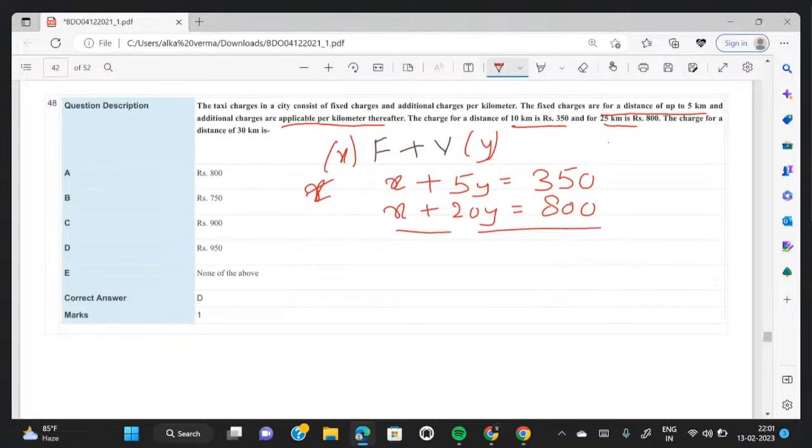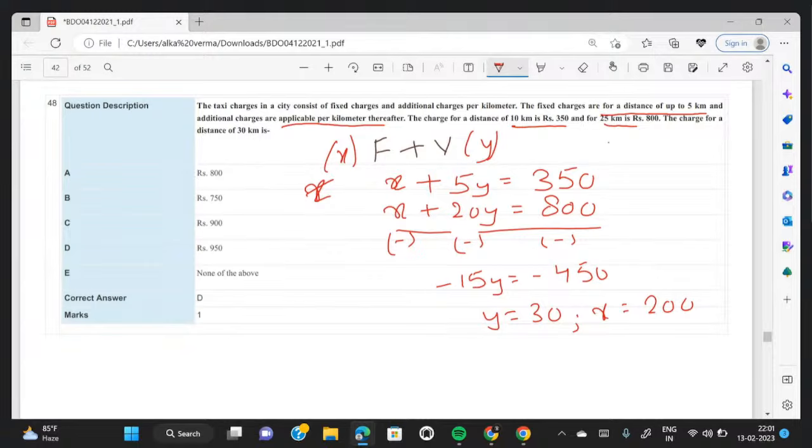For solving this, we will use simultaneous linear equations, which was a portion of class 10th. So minus, minus, minus. This becomes minus 15y is equal to minus 450. So my y will come out to be 30 after calculation. Similarly, when you put y in this, your x will come out to be 200.